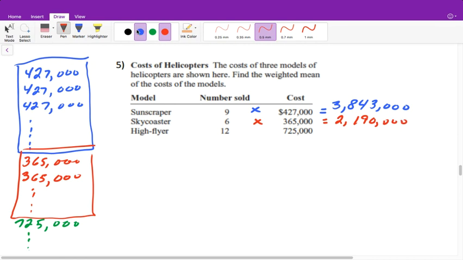And then when we add the 725,000 together 12 times, it's the same as multiplying them. And that will then give us 870 million. I'm sorry, 8,700,000.